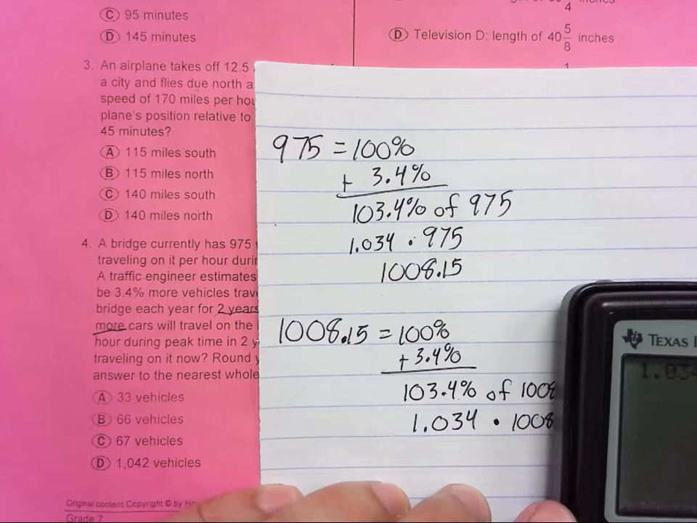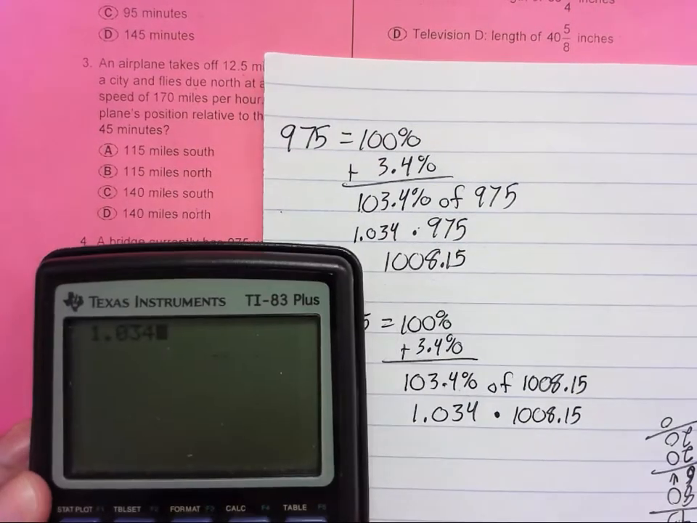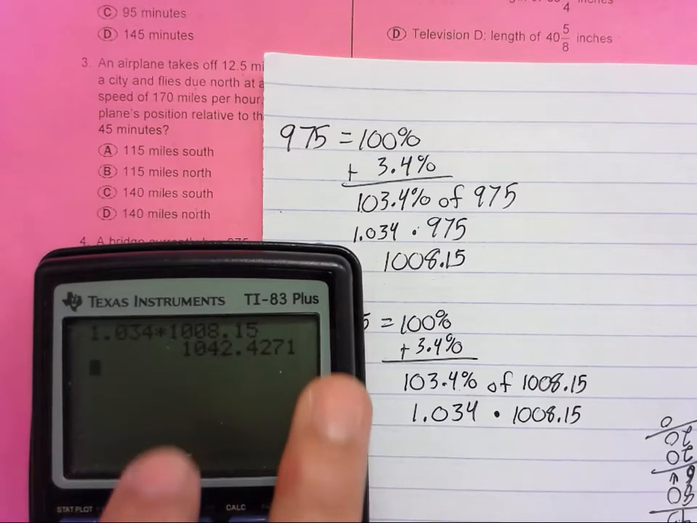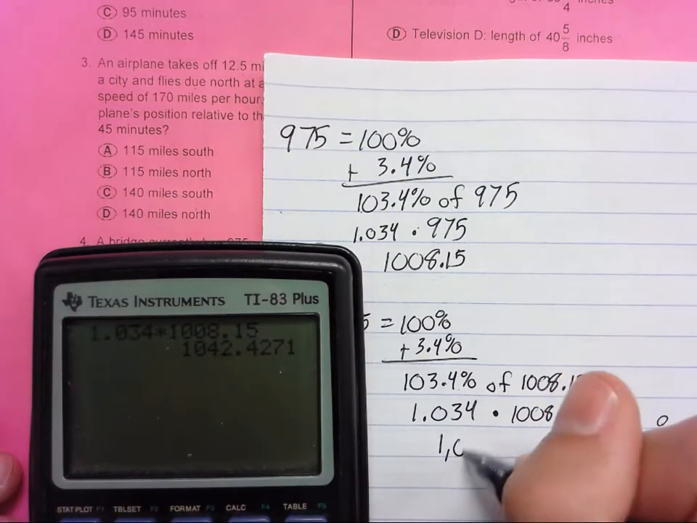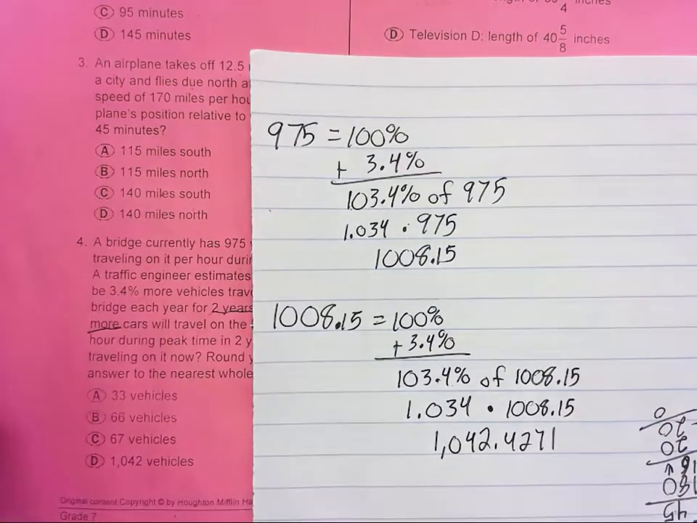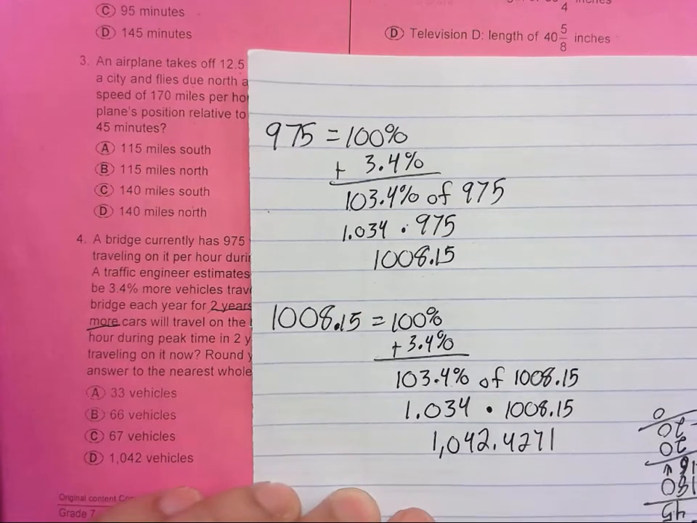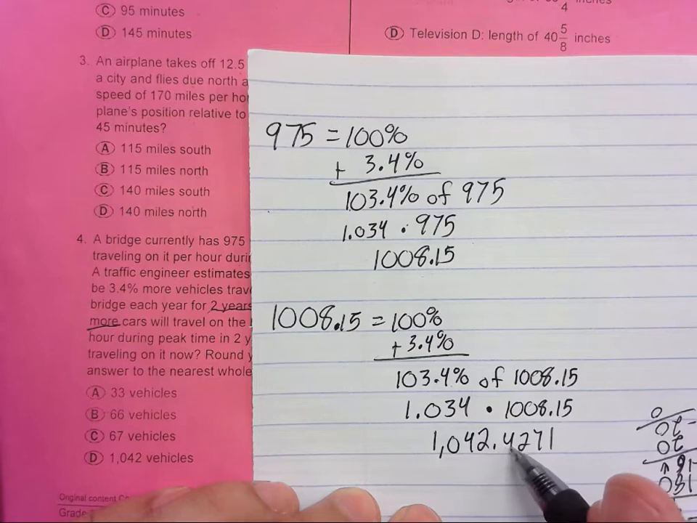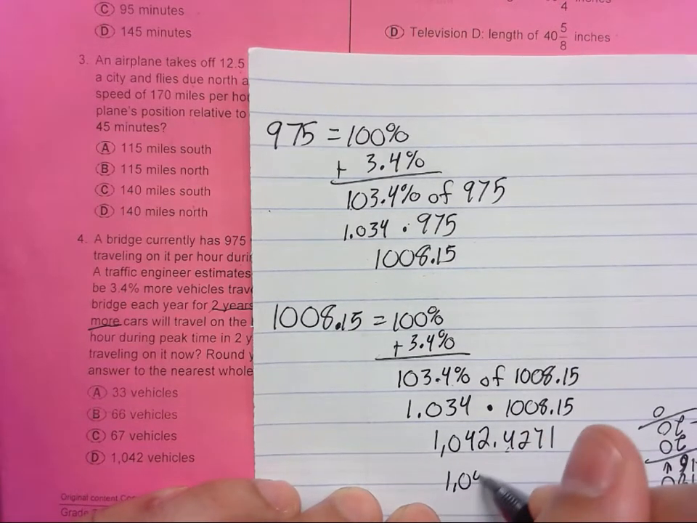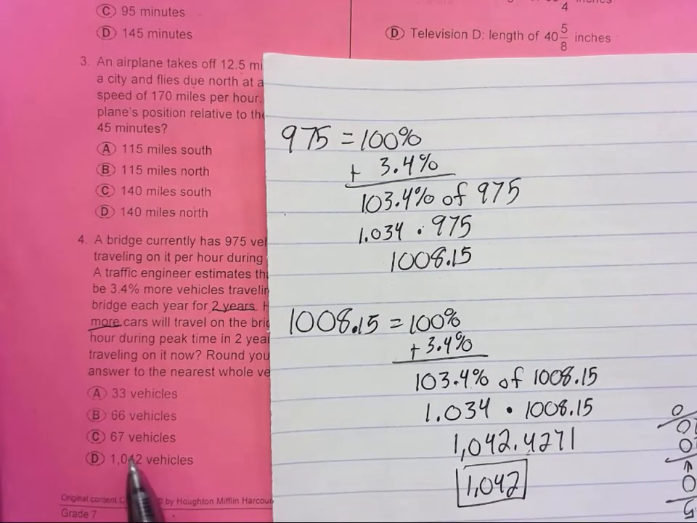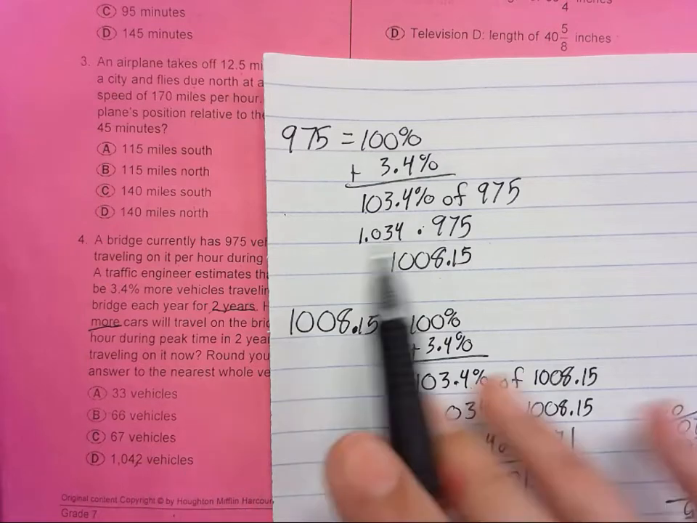1.034 times 1,008.15, and you get 1,042.4271. So this is the number of cars. So this is the number that we have to round. And 0.4, 1,042.4, this rounds to 1,042. Now you're going to look over at your answer and you're going to think that the answer is right here, D, 1,042. That's not right, because we have to go back to our question.